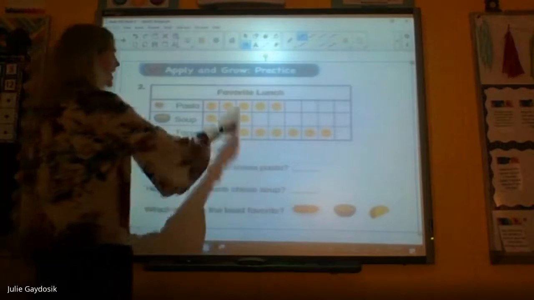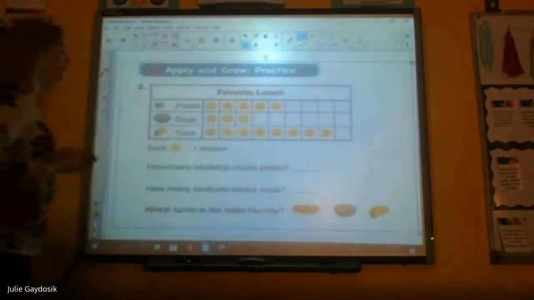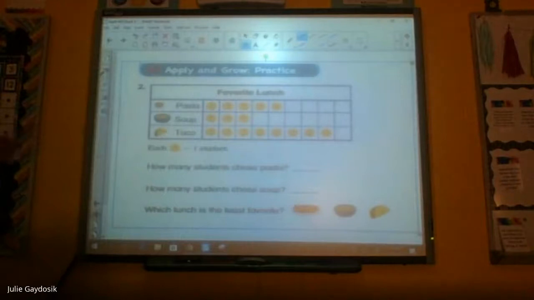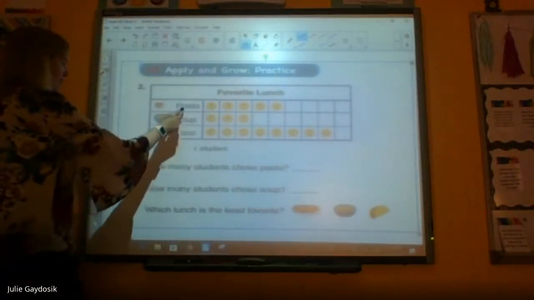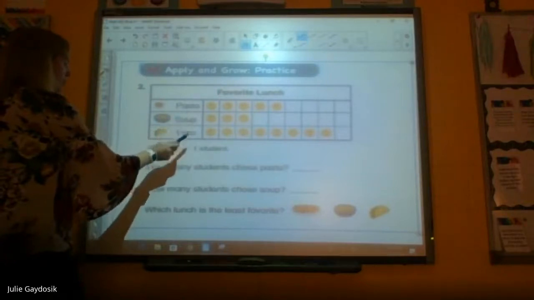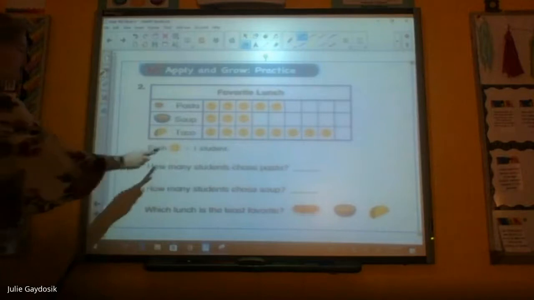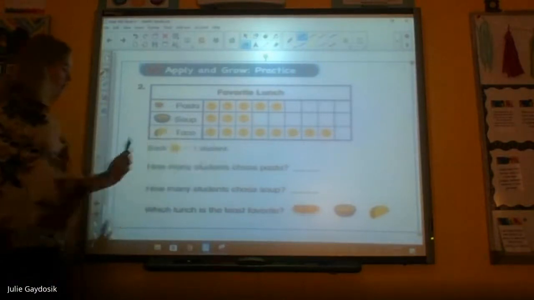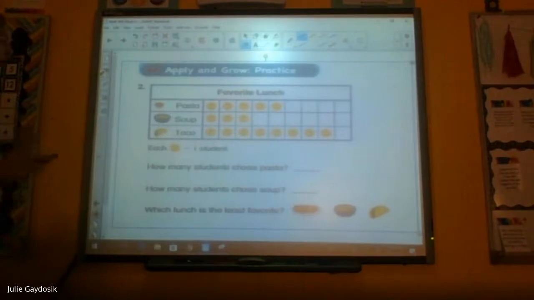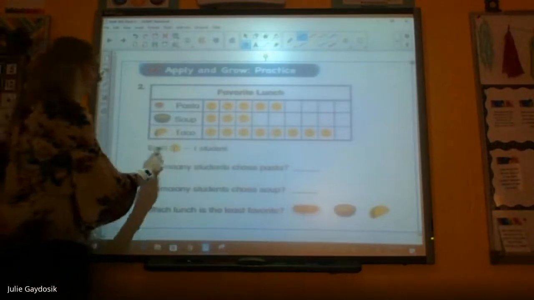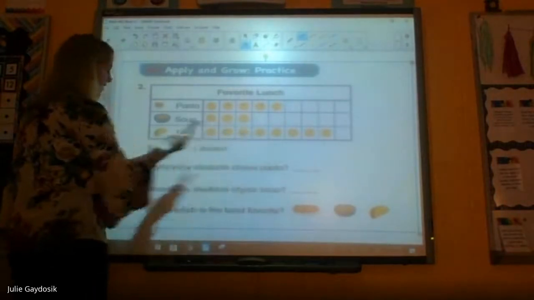So our title of this picture graph is Favorite Lunch. So they must be voting on their favorite lunch. The labels are the types of lunch. There's pasta, soup, and taco. The key says each smiley face equals 1 student. So each smiley face equals 1 student. So you can tell from this key right here that each of these is going to be worth 1.